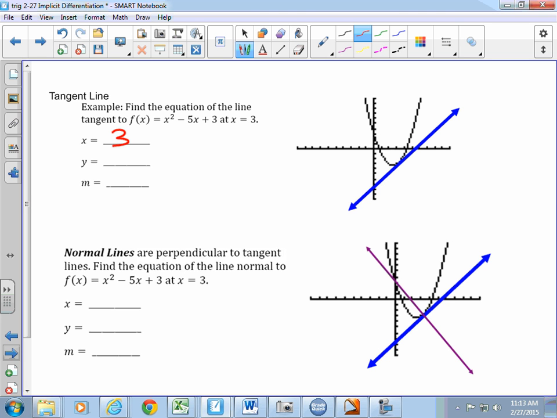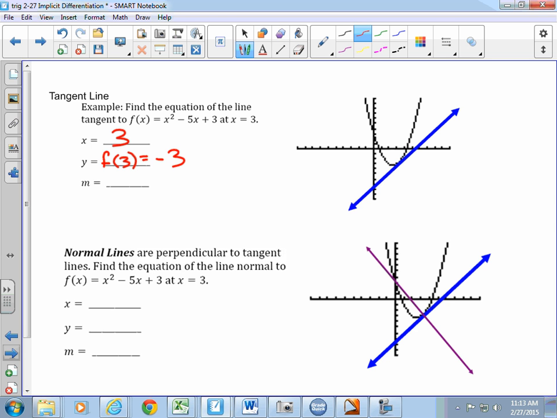What is y? I gotta find out, right? Plug in 3 into the original equation. 9 minus 15. Yes. Is everyone okay with how I found that? They didn't give me y, I had to find it, but not too terrible.